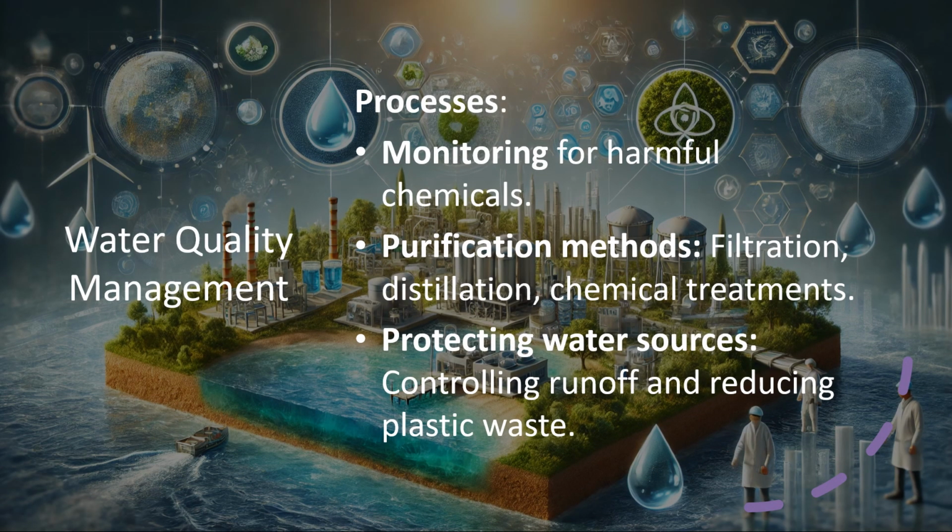To keep our environment clean, we need to monitor and manage water and air quality. For water, scientists test for harmful chemicals like pesticides and heavy metals. Purification techniques like filtration and distillation remove harmful substances. Protecting water sources means reducing runoff from farms and stopping plastic waste from reaching rivers.